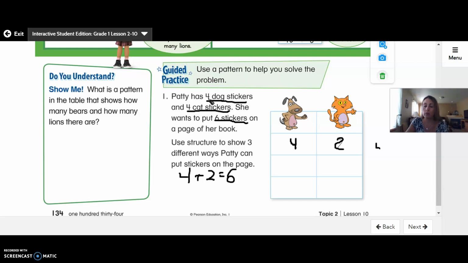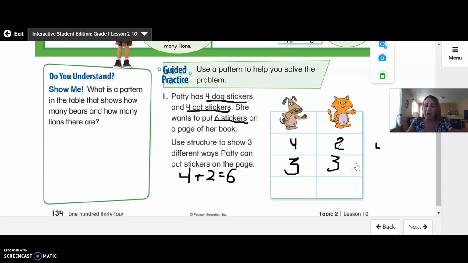Now, one thing you can use is you can use your counters, and you could take out maybe 4 red counters and 4 yellow counters and arrange them in different ways, and you can try to solve it that way. I did think of another way. What if Patty did 3 dog stickers and 3 cat stickers? I know from last week that that is a doubles fact. I know that 3 plus 3 is 6, and that would work.